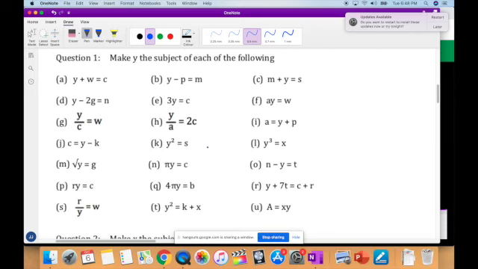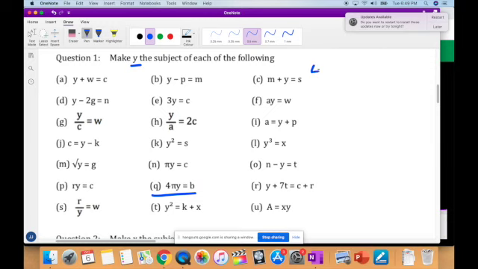So just look at it, and if there are any questions that you can't figure out, what would they be? You have to make y the subject of the formula in all of these. This one here? Alright, so that's really easy.